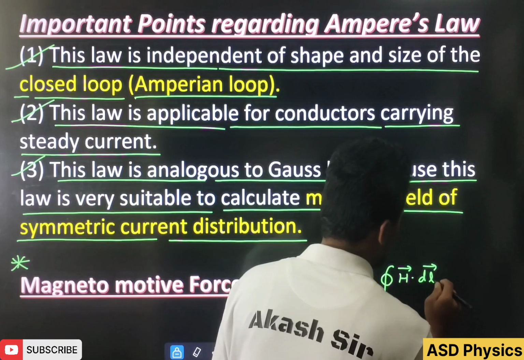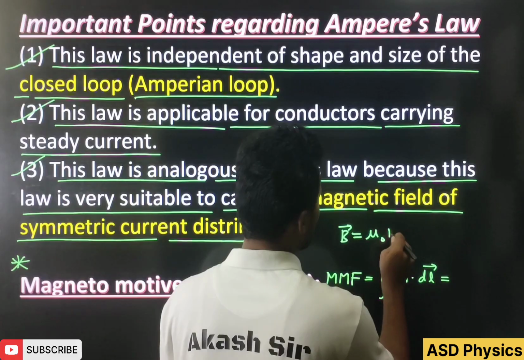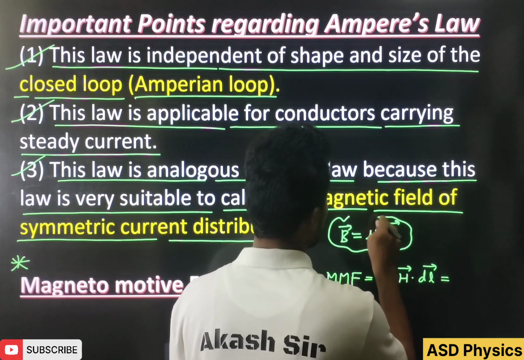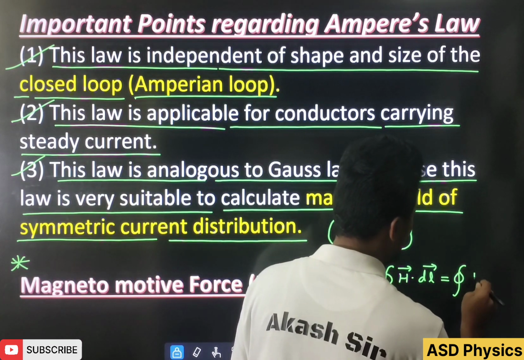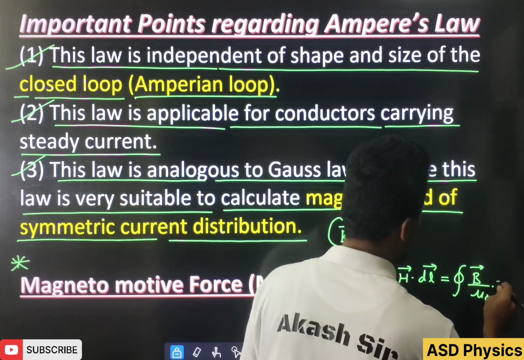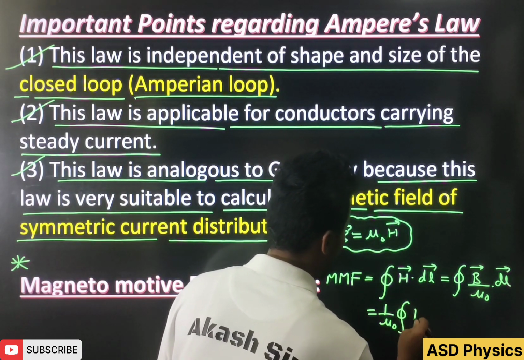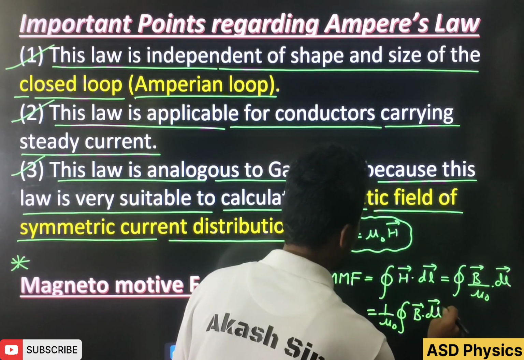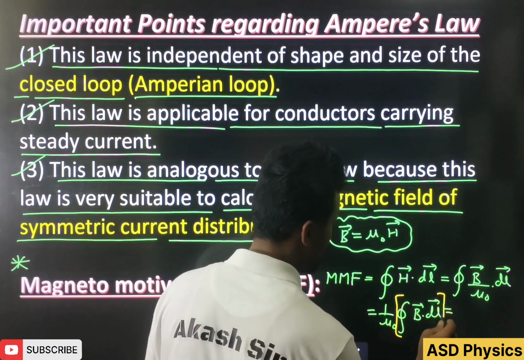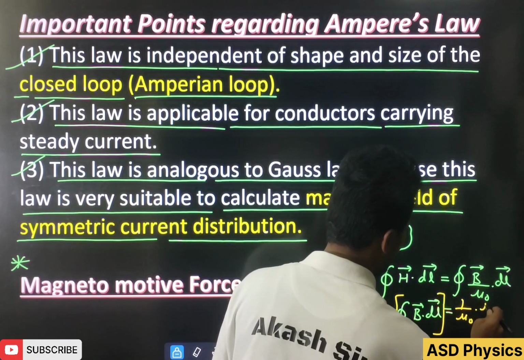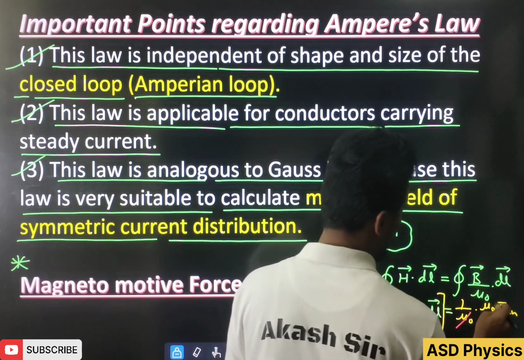Now after that, see here, you know this formula very well, B equal to mu naught into H, in a vacuum actually. We will see this in the next chapter. So H is given by B by mu naught. Then the 1 by mu naught will come outside and the closed integral we can write as B dot dl. And what is this closed integral B dot dl? This is mu naught into I enclosed. So 1 by mu naught and mu naught into I enclosed, so this mu naught and this mu naught will cancel out.